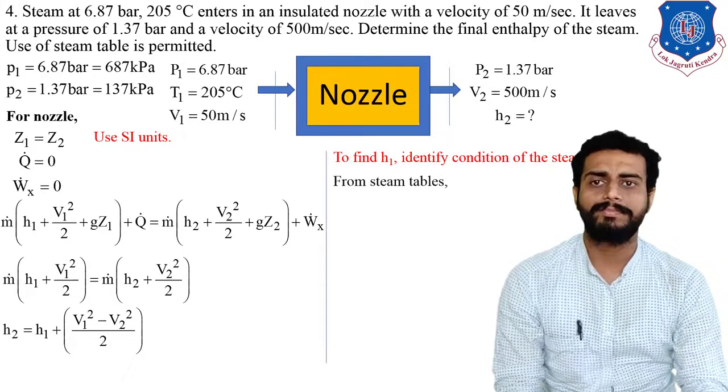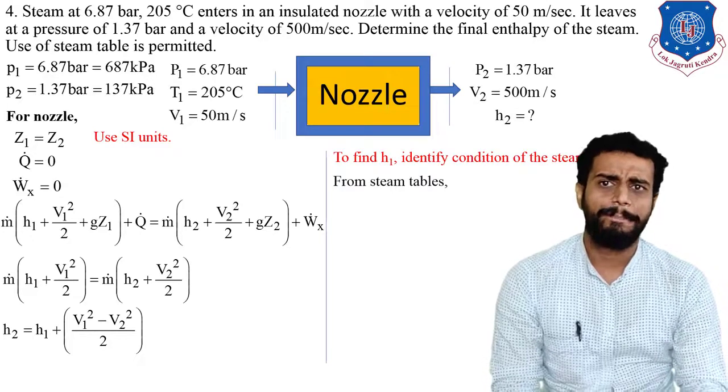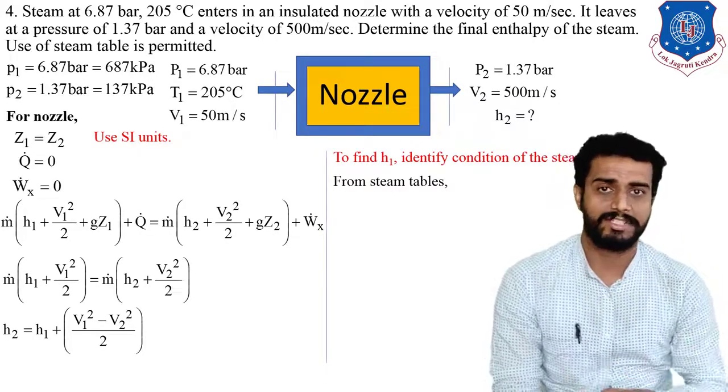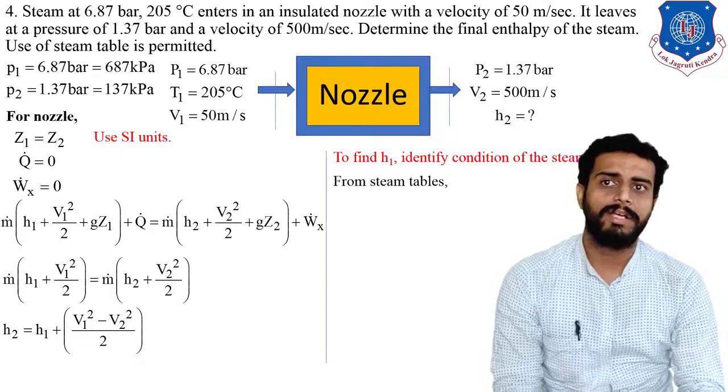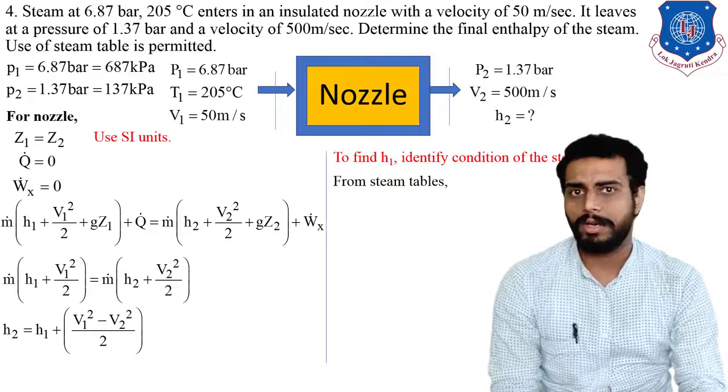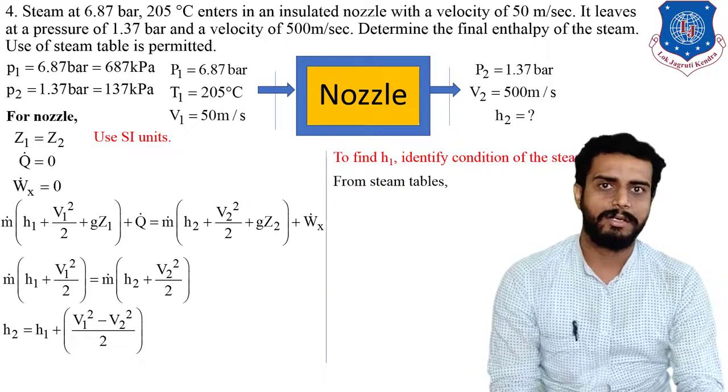In that steam table, observe the pressure column. Okay, pressure steam table, not temperature steam table. Observe the pressure steam table. In that pressure steam table, try to find out 6.87 bar pressure or 687 kilopascal pressure.